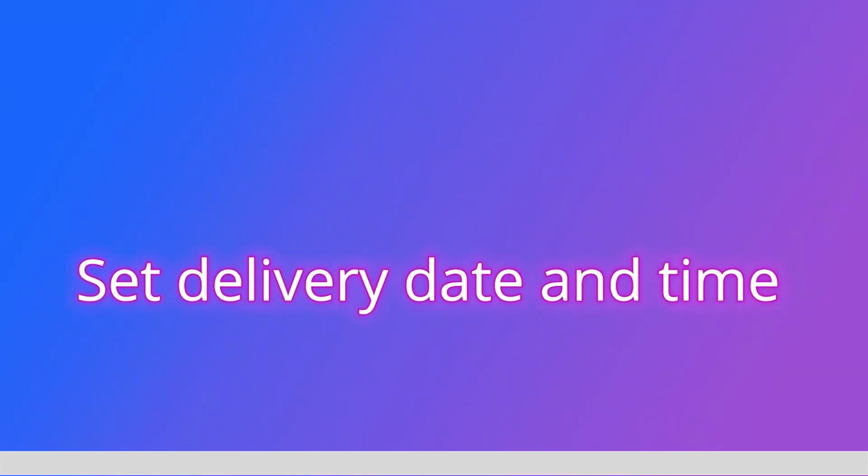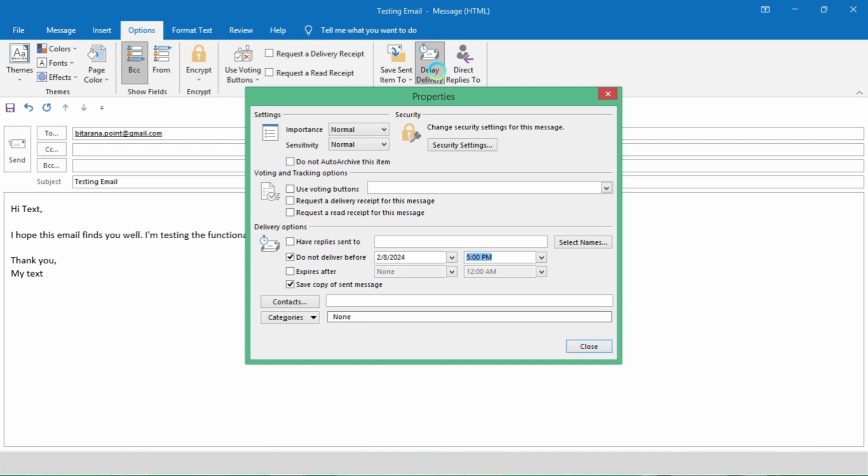Step 3. Set delivery date and time. Upon clicking Delay Delivery, you will see a pop-up window on your screen. Find the delivery option section and mark the Do Not Deliver Before checkbox.